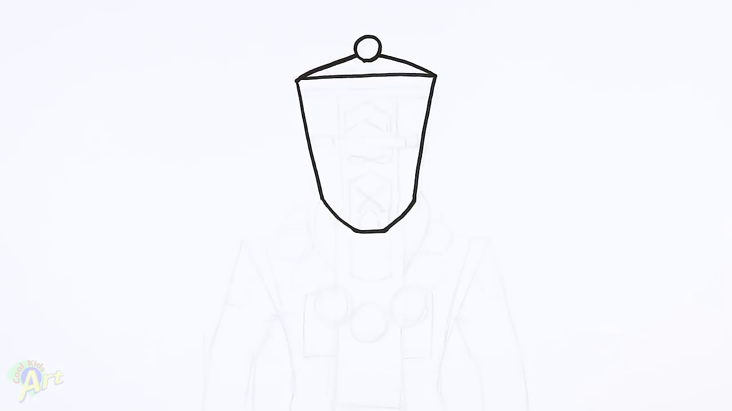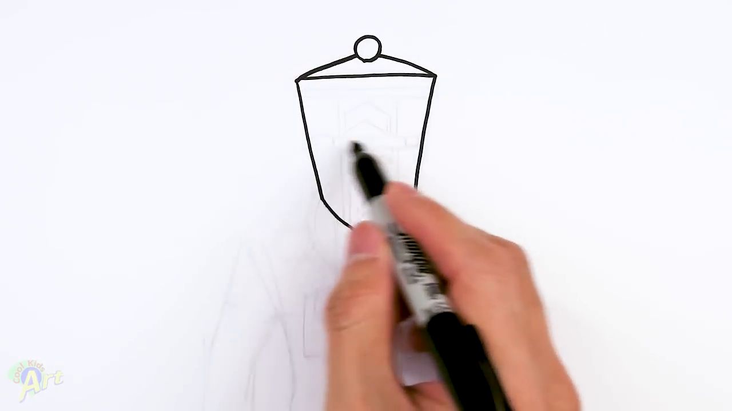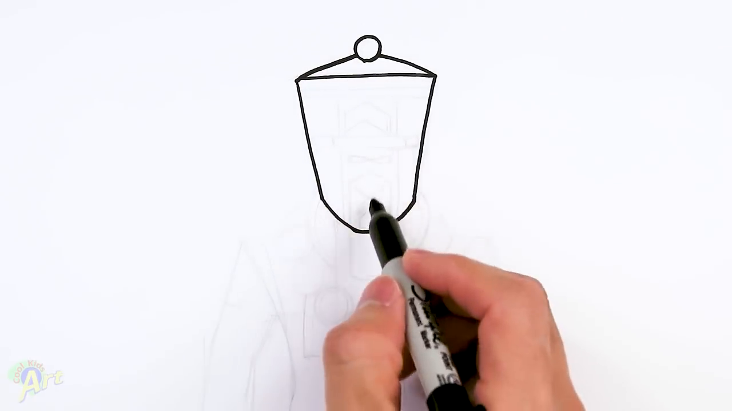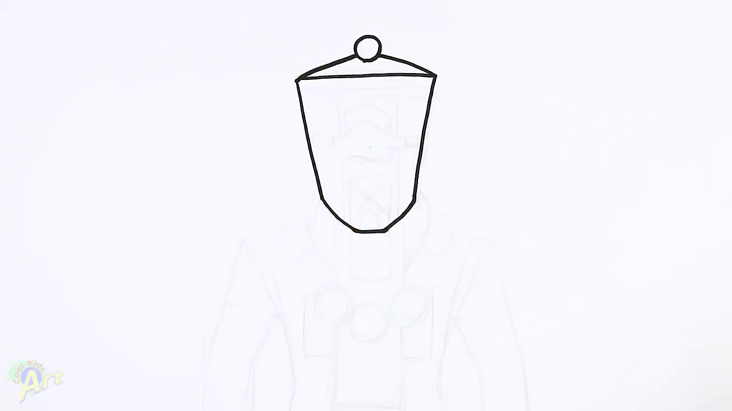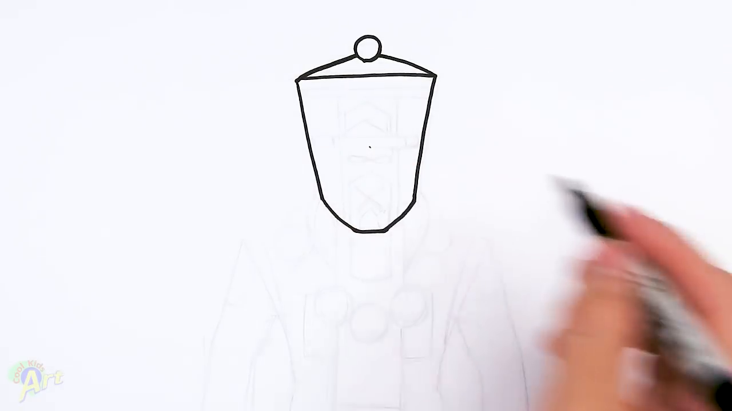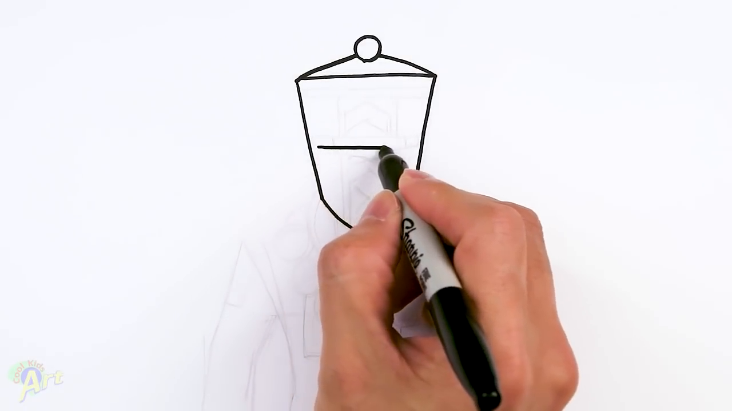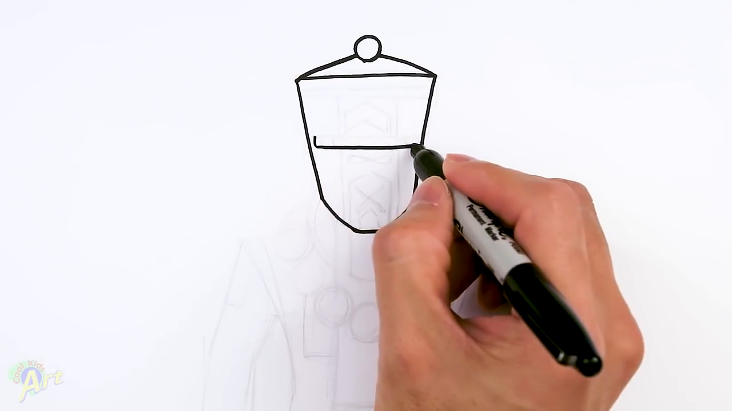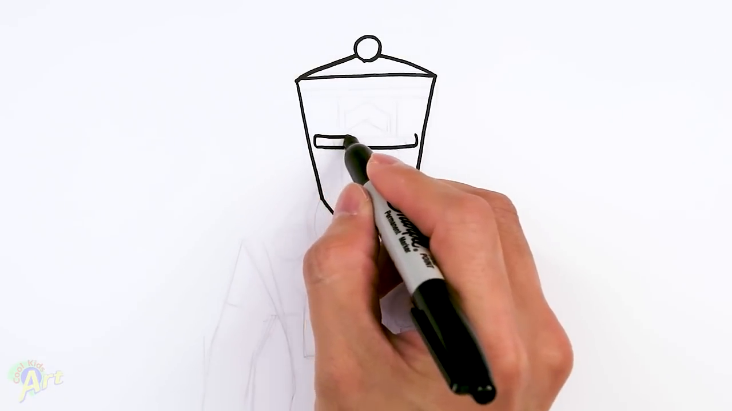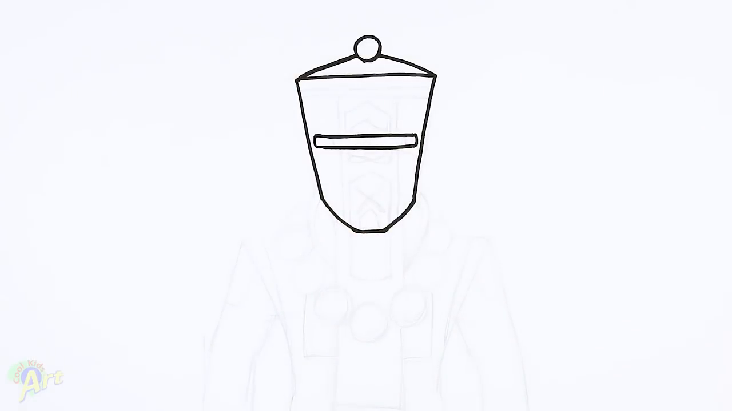And then for the details inside here, he's got a little visor right toward the middle. So if you can imagine the distance here in the middle, and then slightly a little bit higher, or the center. Just going to draw one line and then go up. So it's going to be a little bar. Okay, so that's the visor.